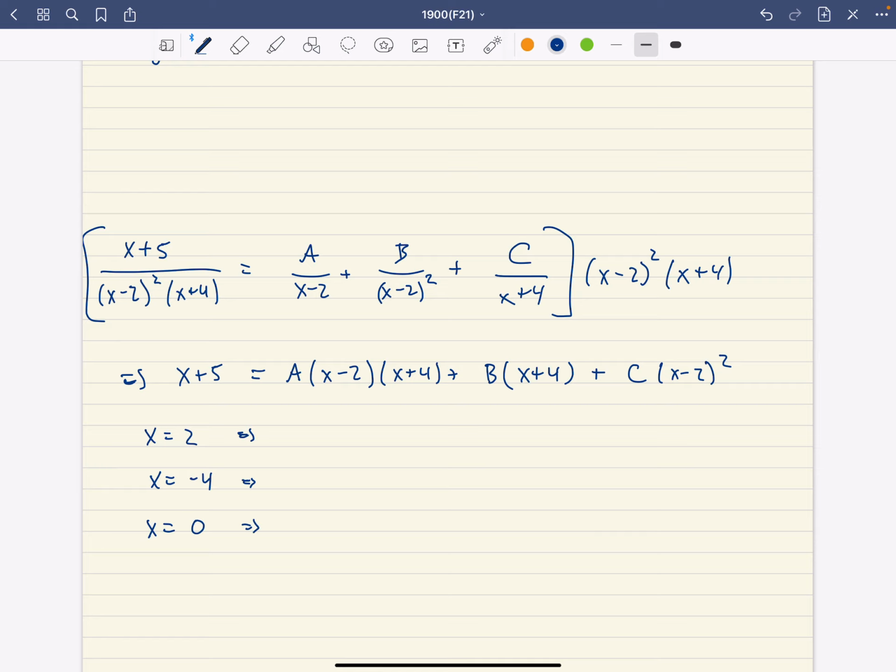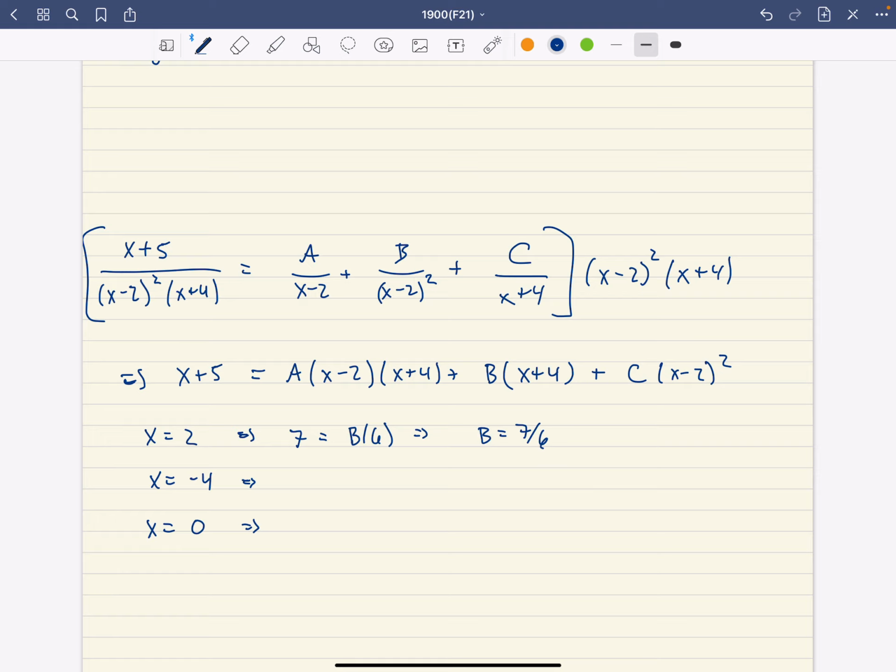And so when we plug in 2 for x, on the left side, we'll get 7. On the right side, the a and the c terms cancel because they have an x minus 2 term in there. And the b term is going to be b times 6. So b is going to be 7/6.